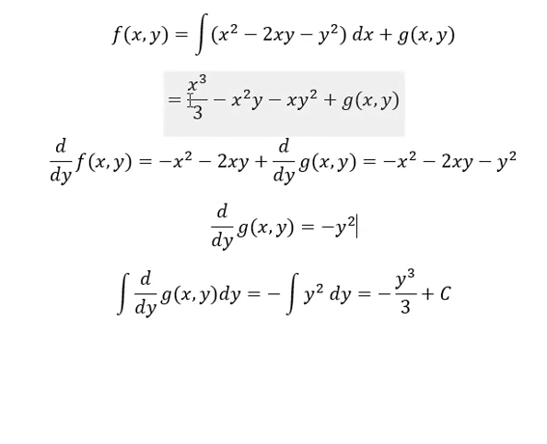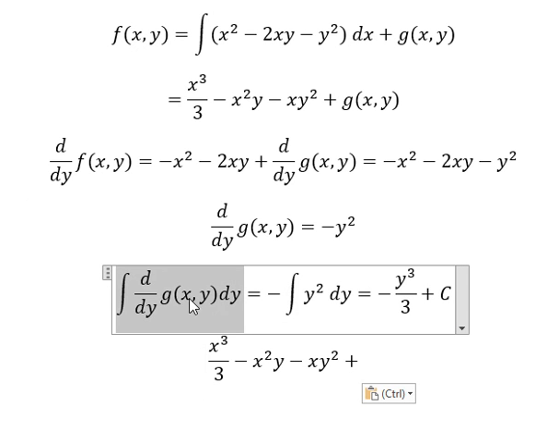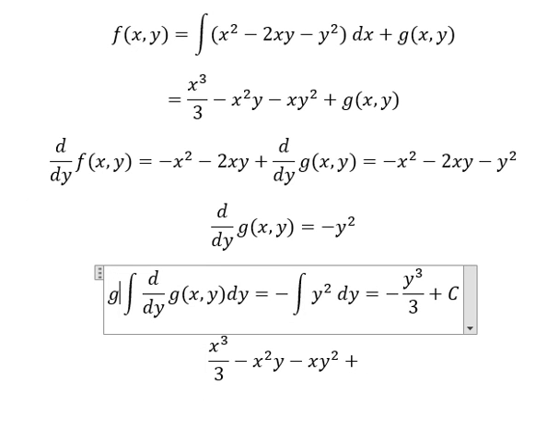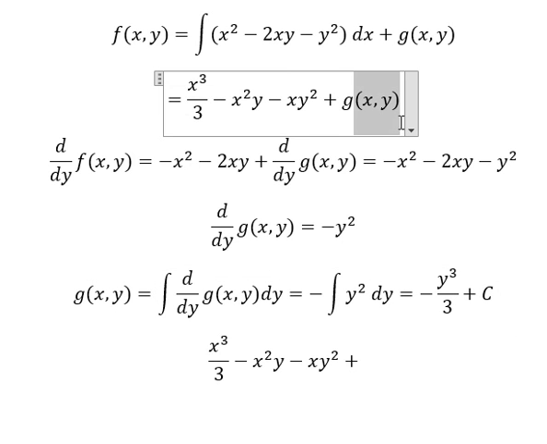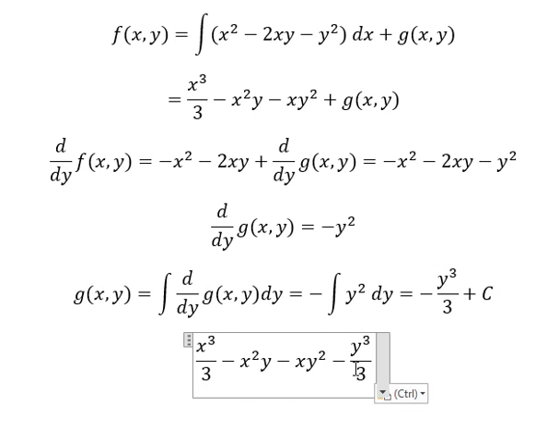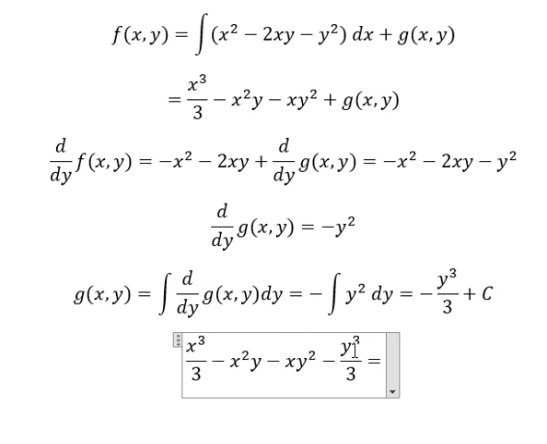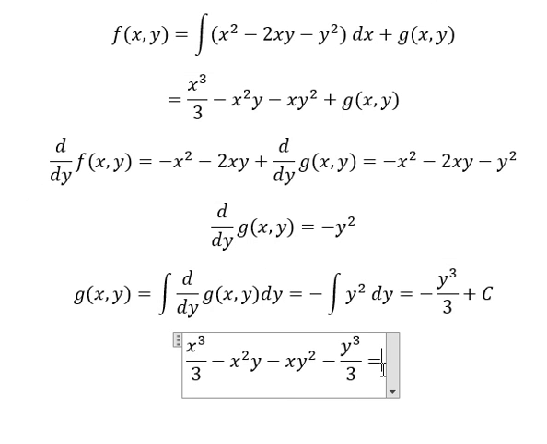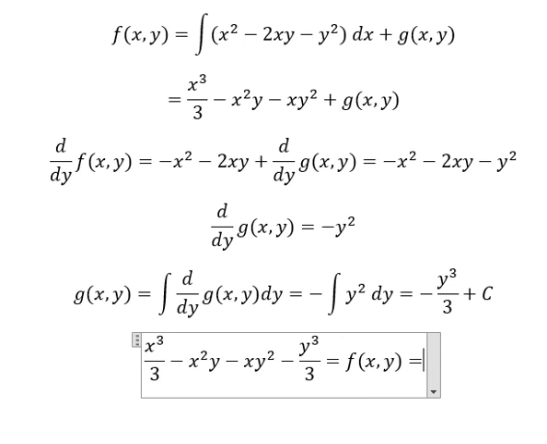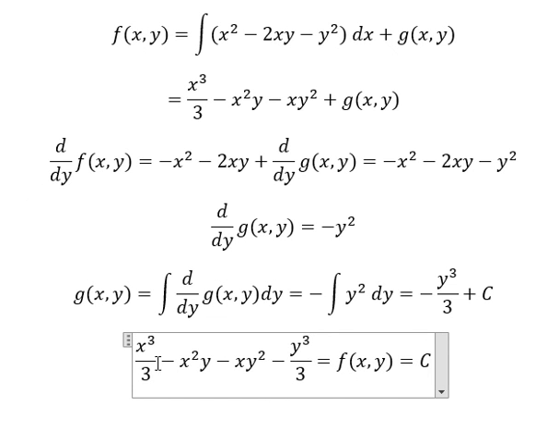Now we need to go back in here. We know that the integration of this one we have 3xy. 3xy, that's it from here. And now we need to change 3xy into this one. And we know that this one equals to f(x,y) in here. f(x,y) equals to c. And now we have the final answer.